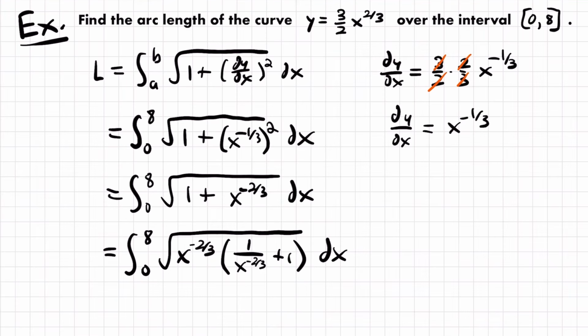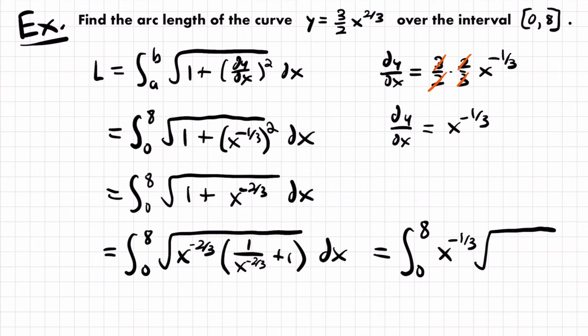And so the square root of x to the negative 2/3 power is x to the negative 1/3 power, right? It's the opposite operation of what we did right here when we squared x to the negative 1/3 power. We got x to the negative 2/3 power, and so if we take the square root of that, we get back x to the negative 1/3 power. And so we could rewrite our integral to be equal to the integral from 0 to 8 of x to the negative 1/3 power times the square root of this quantity.